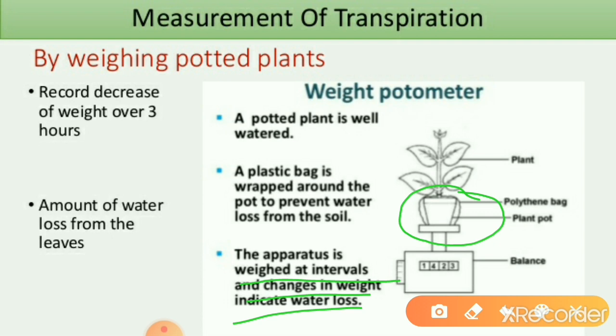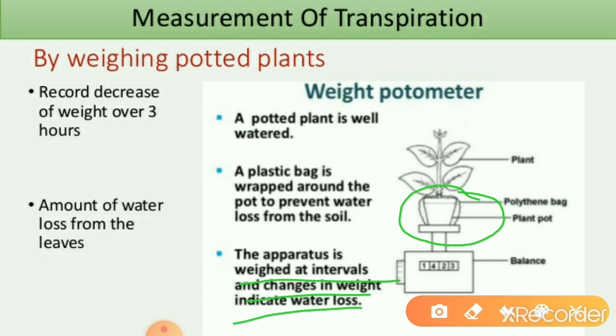After taking the initial weight, we have to keep this potted plant where? In the sunlight, and after a few hours again take the potted plant from the sunlight and measure the weight of that potted plant. Then after measuring the weight, again you can keep that potted plant in sunlight. Continue this process two or three times, then compare the weights of the potted plant. When you compare the weights, you can see variation in the weight. When you compare the final weight with the initial weight, you can see a lot of difference.